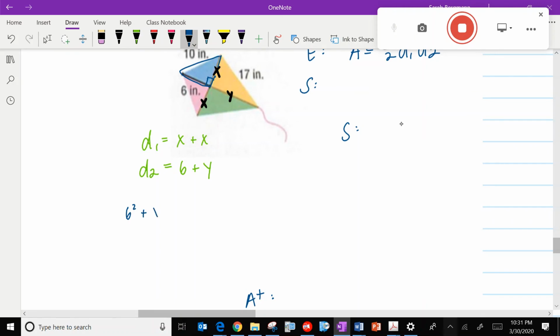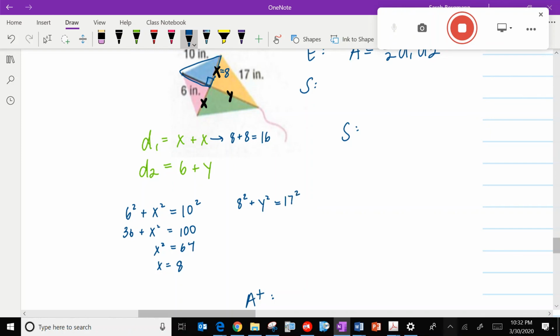6 squared plus x squared equals 10 squared. So that gives us 36 plus x squared equals 100. X squared equals 64. Therefore, x has to be equal to the square root of 64, which is 8. So I know one of my diagonals is 8 plus 8. My first diagonal is 16. All right, now we still need to figure out y. So now that I know this is 8, let's look at my yellow triangle. I have another right triangle. This time, I can do Pythagorean theorem again. 8 squared plus y squared equals 17 squared.